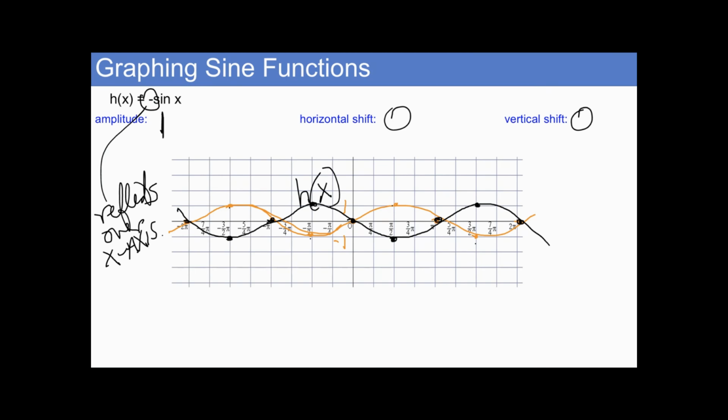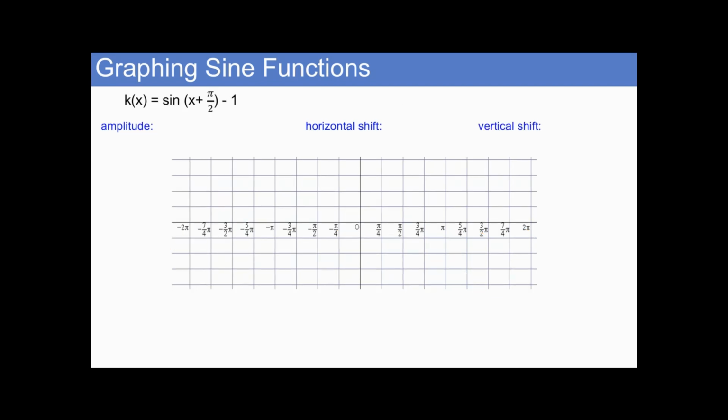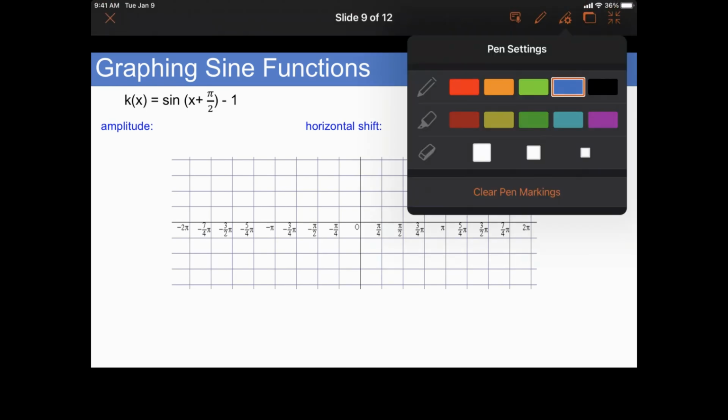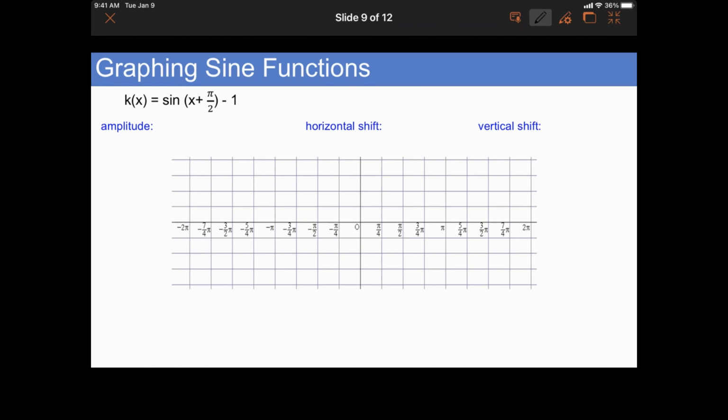Okay. Now, these are all separate ideas. Just one transformation is happening, but what if we put them together? What starts to happen? All right. So let's look at this. Okay. So I have an amplitude of, remember amplitude is in front of, 1. Horizontal shift. Okay. That's pi/2 negative. So that means left. -1, which means down. Okay. Parent function as always.